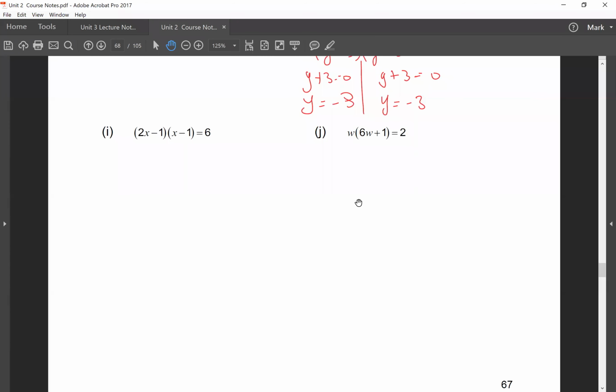So J, W times 6W times 1. So what I'm going to do is I'm going to multiply that out. So I get 6W squared plus W equals 2. I'll move the 2 over. 6W squared plus W minus 2 equals 0. And then I'll look for a number. Okay, so this one's a little bit more complicated. I'm looking for a number that's going to multiply to give me 12 and add to give me 1. Okay, so I need to think of multiples of 12.